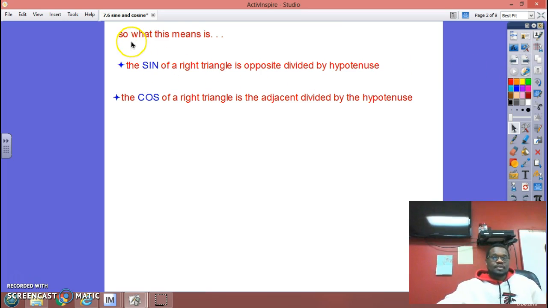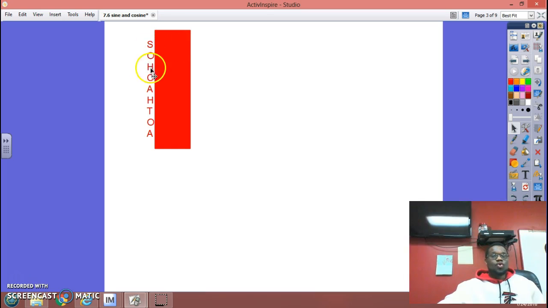This is what it really means. The sine of a right triangle is opposite divided by hypotenuse. The cosine of a right triangle is adjacent divided by the hypotenuse. And another way to kind of remember that is this word, SOHCAHTOA. It's almost like PEMDAS, but it sounds like a Native American who was helping us do the math way before the Americas was formed or something.